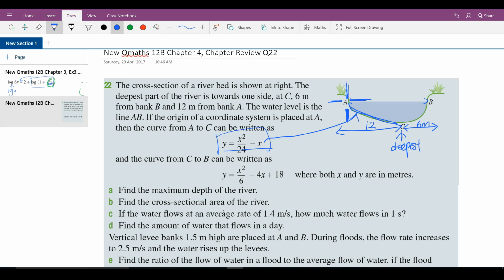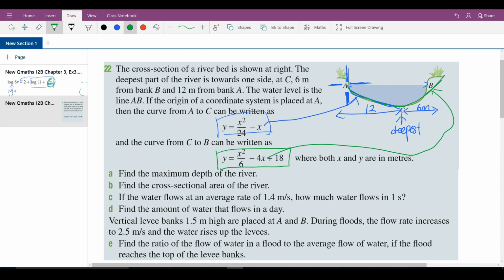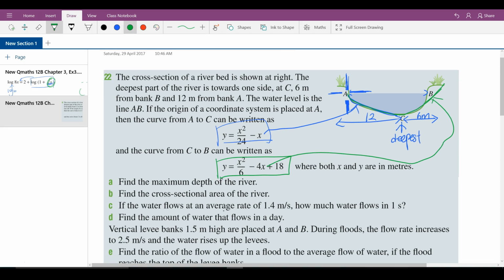And the curve from C to B still starts at A, because it says the coordinate system is placed at A. So I will use a different color. That means from A through to C, then to B, this function is given by this particular equation. Both x and y are in meters, so good, we know our units. Very important to know your units.